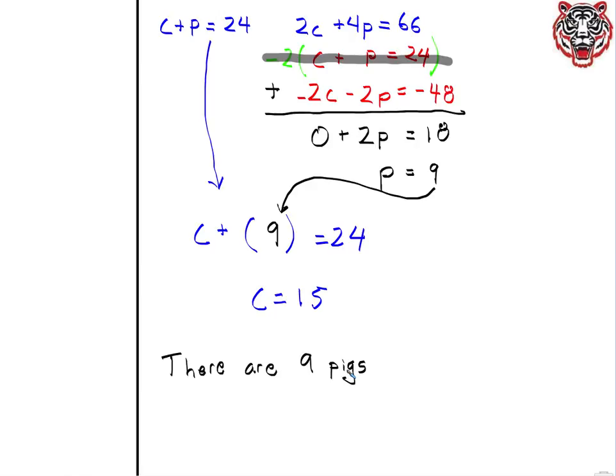This is just one question, guys. So I think for most of the homework assignments, or the homework problems, I'm going to ask for the number of pigs and chickens. I want you to find both. Yay! It's so much fun. There are 9 pigs. That's the answer.